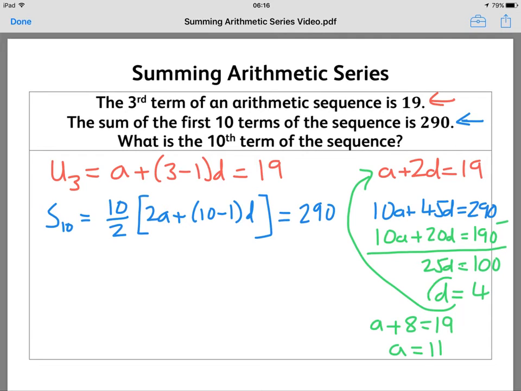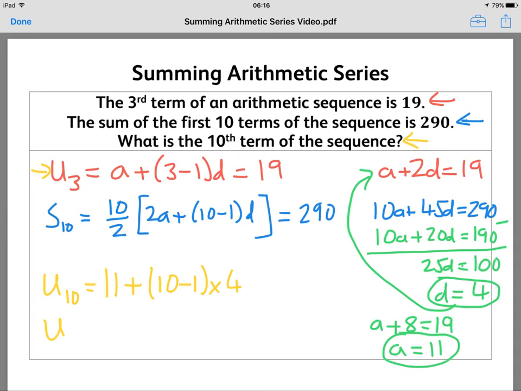Right, so I've got a and I've got d. There's d, there's a. Okay, now then, final bit, and this is answering the actual question, is this part here. What is the 10th term of the sequence? Now, I'm going to be using this formula again. So U10 is a, and we've just worked out what a is, 11, plus n minus 1, so that's 10 minus 1, times d, which is 4. And so therefore the 10th term is going to be, what was it? It was 47, that was it.